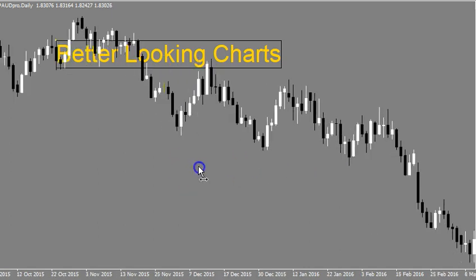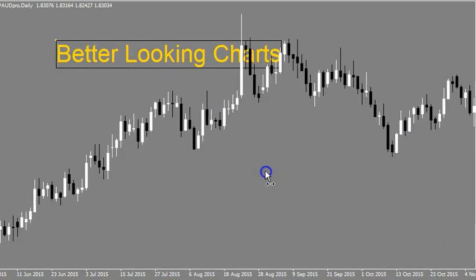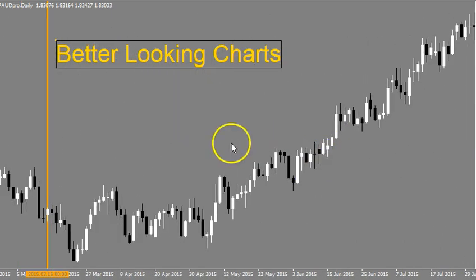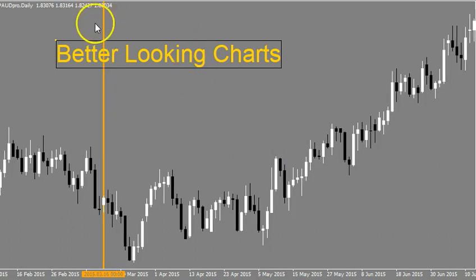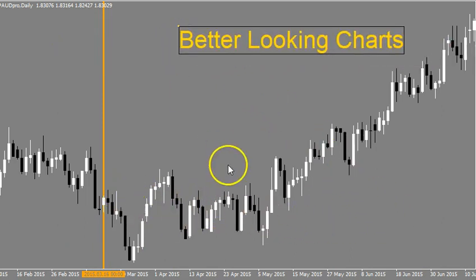Okay, so we're going to be looking at quite a number of charts, and we're going to start off on this orange vertical line from this point forward to the right side. Okay, so this is the first thing. You want to turn your charts to better looking charts.